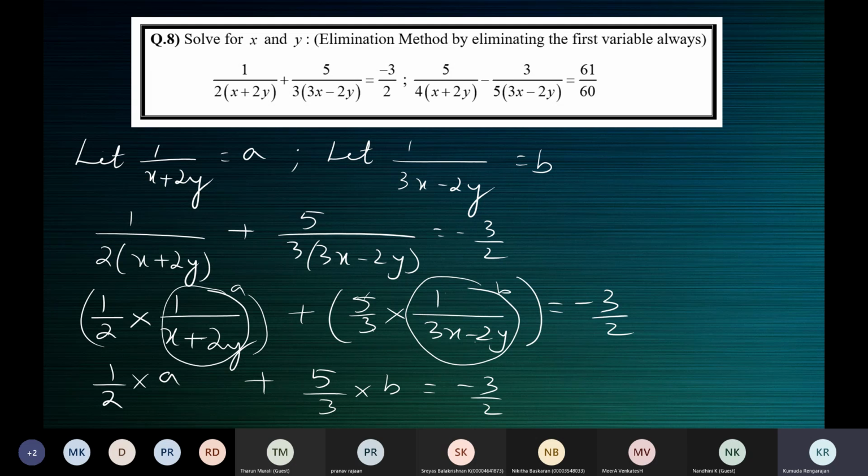This is the first one. The second one also should be converted to an equation in a and b. Solve the equations to find the values of a and b and then x and y. So I'll show you the answer slide.